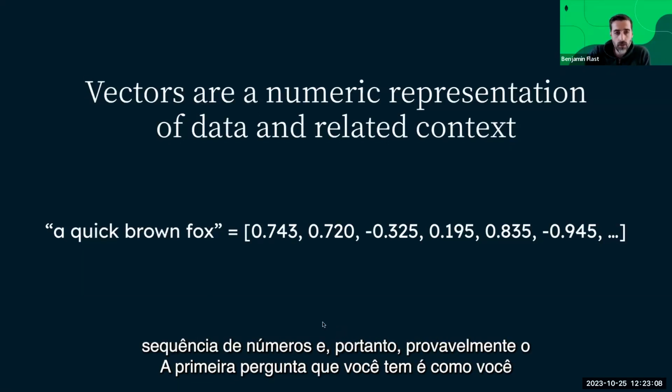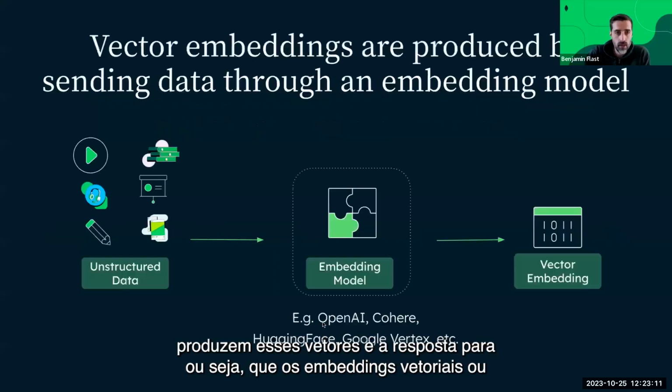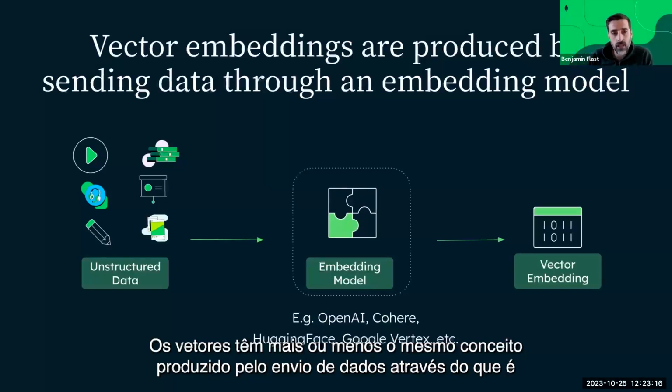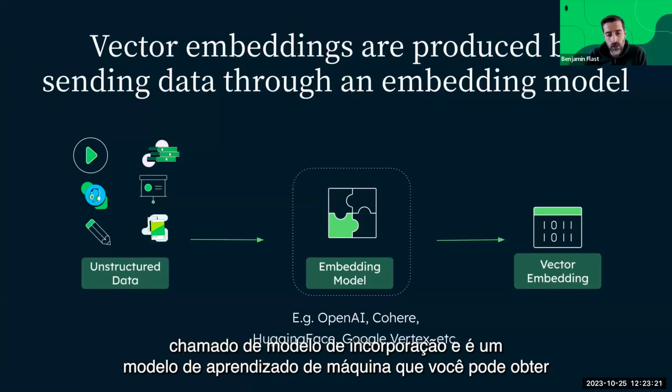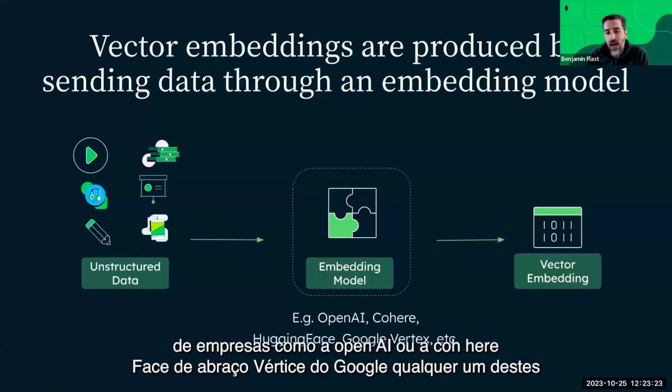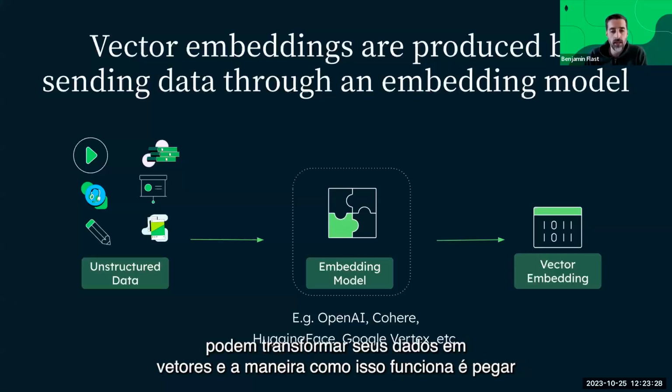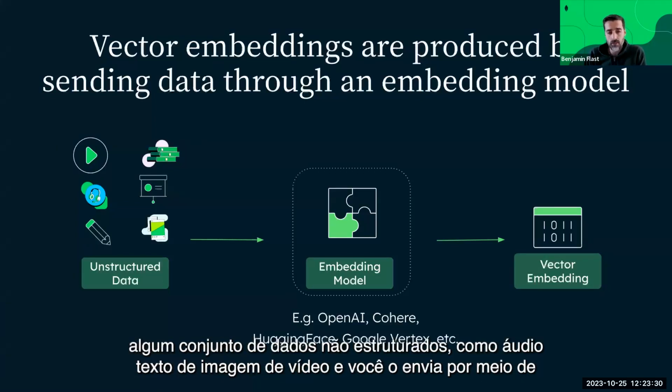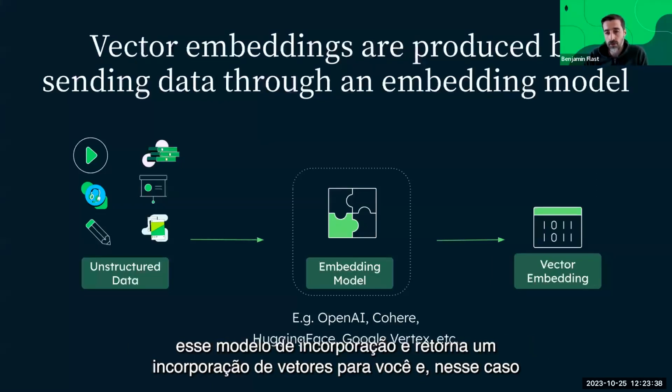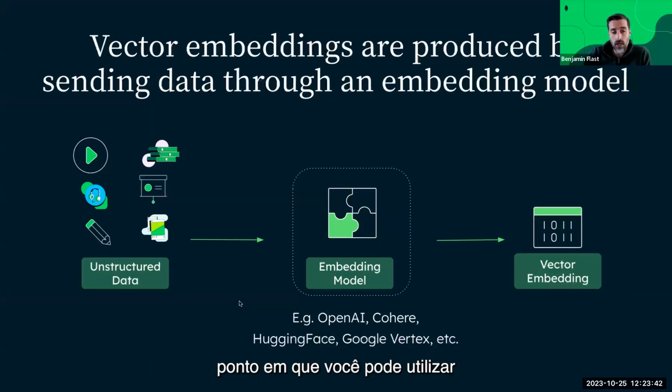And so probably the first question you have is, how do you produce these vectors? The answer is that vector embeddings, or vectors, the same concept, are produced by sending data through what's called an embedding model. This is a machine learning model that you can get from the likes of OpenAI, Cohere, Hugging Face, or Google Vertex. Any of these providers can turn your data into vectors. The way it works is you take some set of unstructured data, like audio, video, image, or text, and you send it through this embedding model, and it returns a vector embedding to you. And at that point, you can then utilize those.